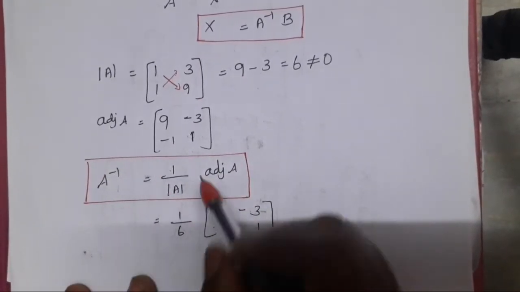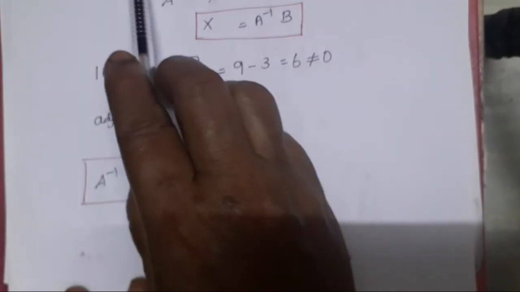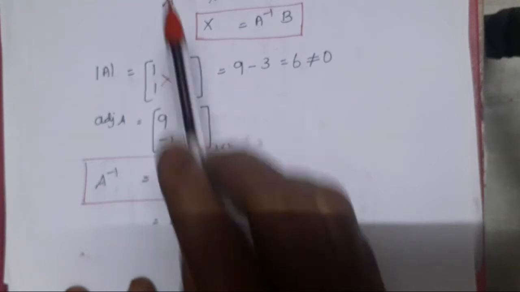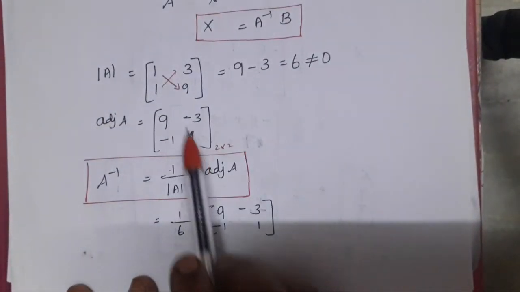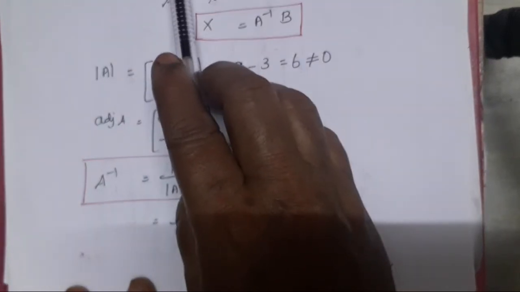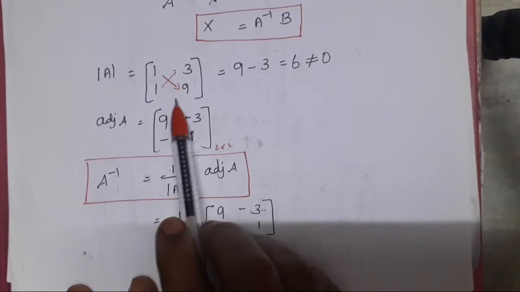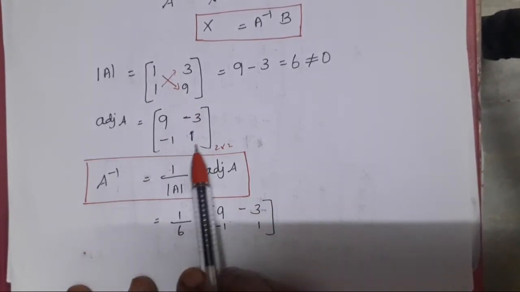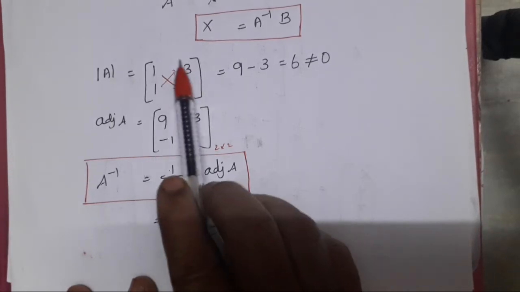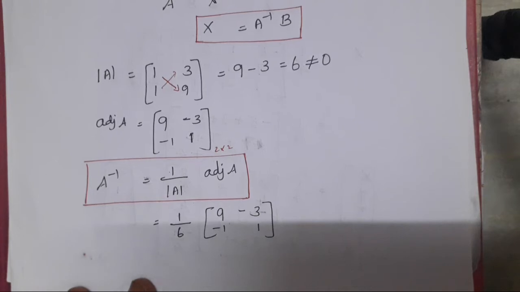How to find the adjoint of A in a 2 by 2 matrix? Just interchange the main diagonal. 1 and 9 is the main diagonal, so interchange it: 1 9 becomes 9 1. Change the sign of the other diagonal. Plus 3 becomes minus 3, plus 1 becomes minus 1.